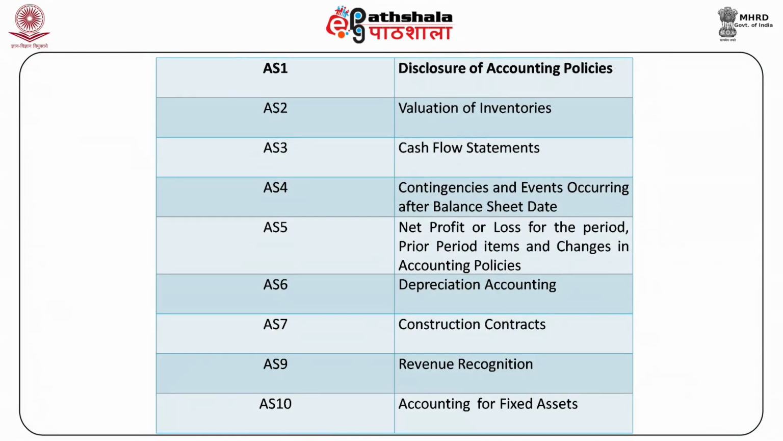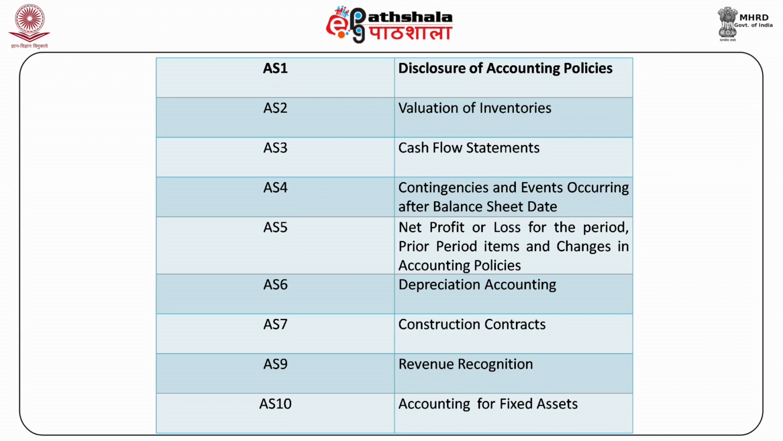First, Accounting Standard 1, Disclosure of Accounting Policies. Accounting Standard 2, Valuation of Inventories. Accounting Standard 3, Cash Flow Statement. Accounting Standard 4, Contingencies and Events occurring after balance sheet date. Accounting Standard 5, Net Profit or Loss for the period, prior period items and changes in accounting policies. Accounting Standard 6, Depreciation Accounting. Accounting Standard 7, Construction Contracts.